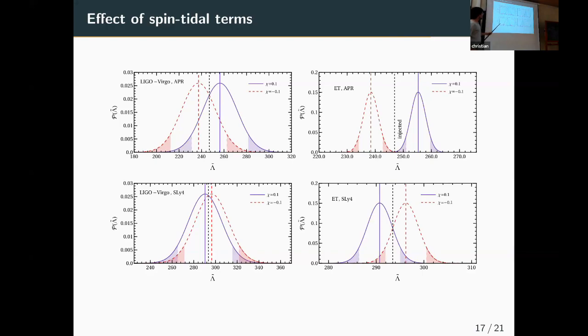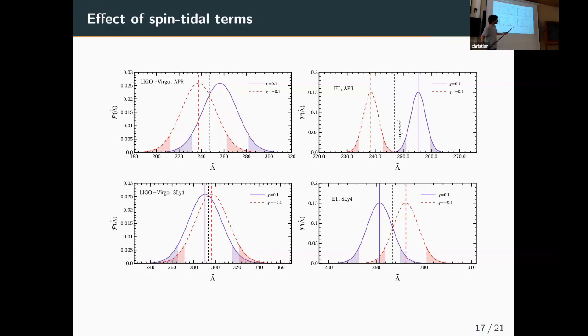What we find is that, so this is the probability distribution that we obtain by trying to model our true signal with the model that is lacking the spin tidal interaction. For LIGO detectors, or current active gravitational wave detectors, we find that there is an induced bias on our measurement of lambda tilde, the tidal deformability, but given the accuracy of the detector, it is not very large. However, for third generation detectors, the induced bias, when compared with the accuracy of the detector, is large enough that this will give us a wrong measurement of lambda tilde.